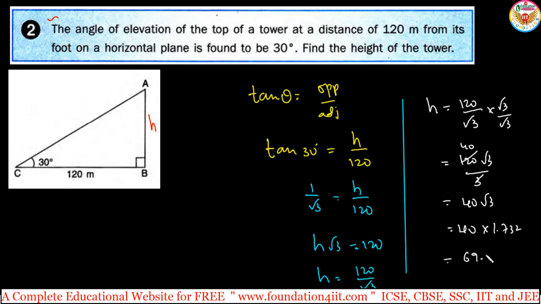Approximately 69.28. So this is in meters, the height of the tower. So only a single triangle is given. Any one side is given and one of the angles is given, and the other sides we can find out.